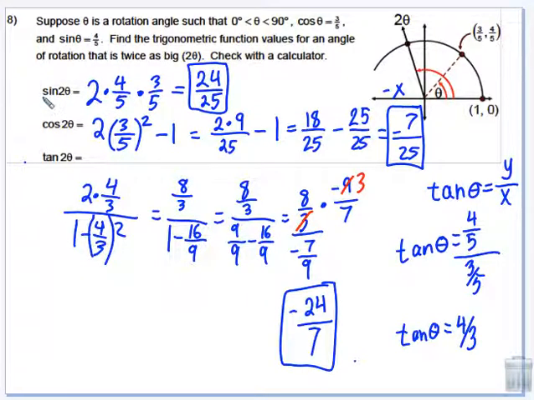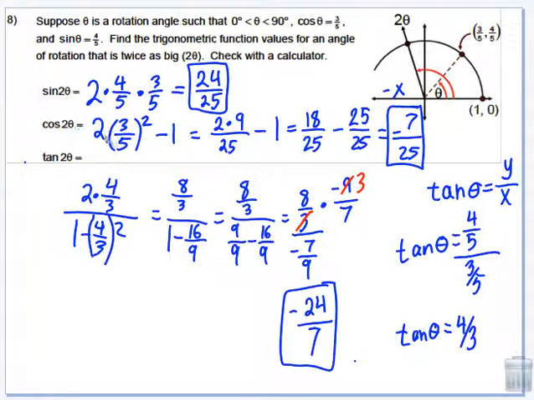We can plug everything into our double angle identity for sine. Look in your trig identity sheet. We know that the formula is 2 times sine theta times cosine theta. So sine theta is 4 over 5, cosine theta is 3 over 5. We get 2 times 4 is 8, times 3 is 24, and then 5 times 5 is 25. So sine 2 theta, the ratio for that, is 24 over 25.